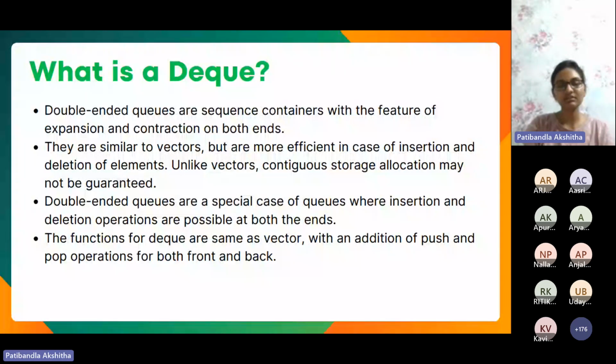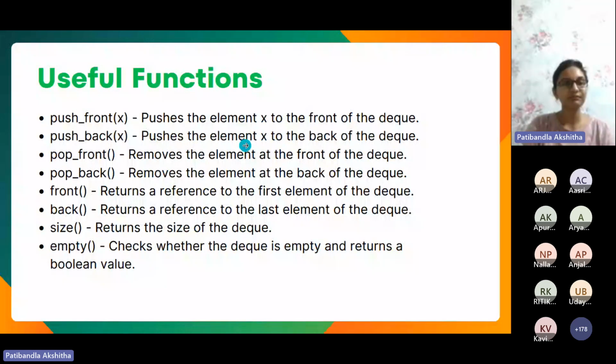And in stacks and queues, we cannot iterate from one element to another. We can just add and remove the elements which are on the top. But in deques, we can iterate over all the elements present in it. And the useful functions present in deques are push_front x. It pushes the element x to the front of the queue. In queues, we just have push and pop functions, but here we have push_front and push_back, as we can add the elements from the front and also from the back.